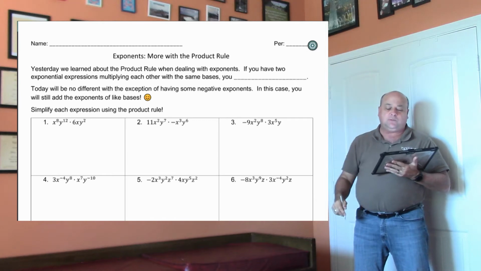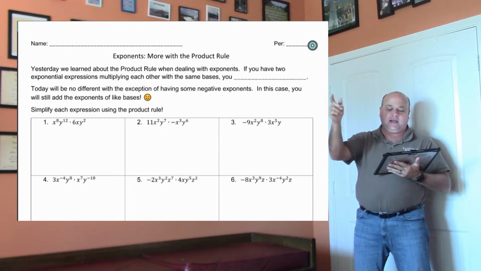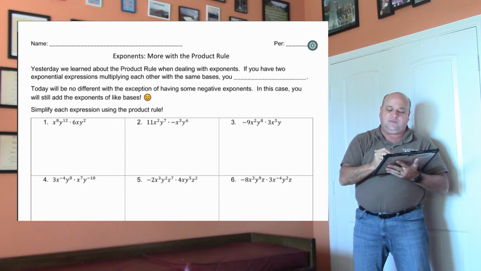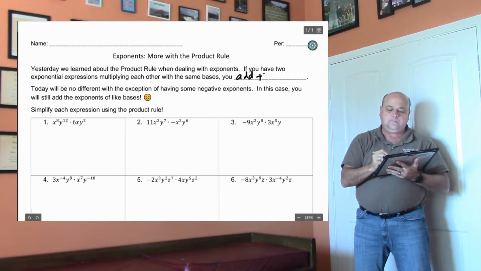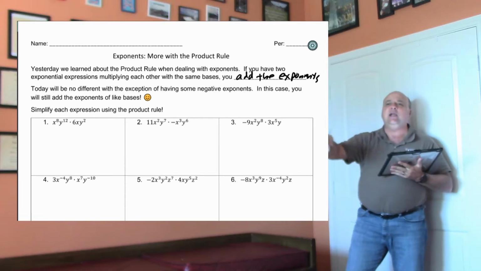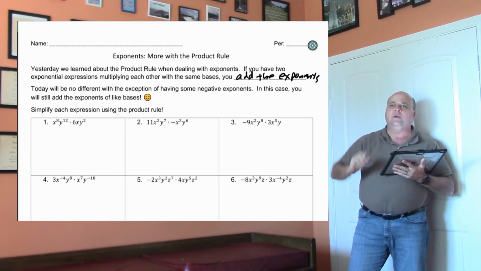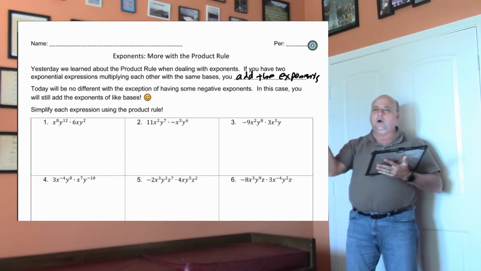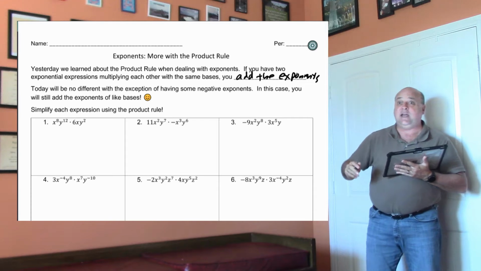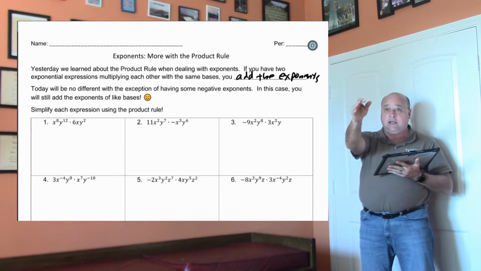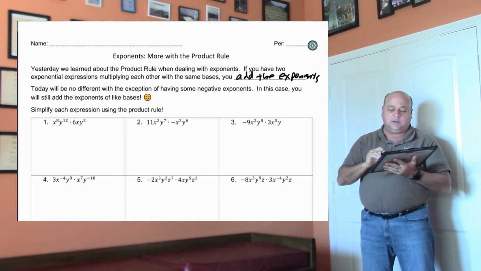Okay, yesterday we learned about the product rule when dealing with exponents. If you have two exponential expressions multiplying each other with the same bases, you add the exponents. Now today we're going to add some negative exponents in here. You'll leave your answer with a negative exponent. Tomorrow you'll find out what that negative exponent actually does, but today we'll leave negative exponents in here.